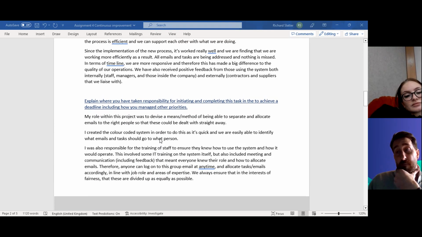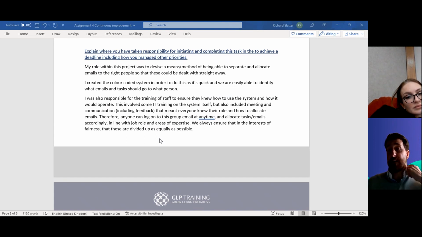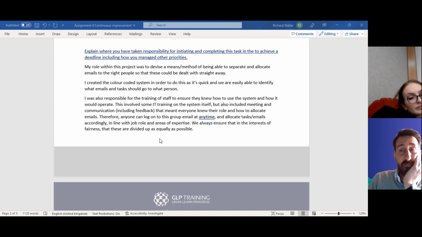Okay, so that was the aim, wasn't it? To create a more efficient system of dealing with things. That was the aim, and effectively you delivered, through your ideas and planning, a system that has met that need. So we've said that here, haven't we? Your role was to devise a method to separate and allocate emails to the right people so they can get dealt with straight away. You created the color-coded system as it's quick and easy to identify what emails should go to what person. So if people are away on holiday or annual leave, or they're off sick, or if people leave the company, for example, this could easily be transferable to other people, and people are able to pick up exactly what they're needed for.